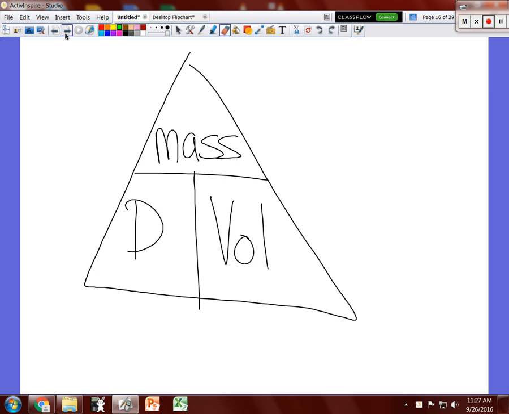Mass divided by density. Also, I could ask about water displacement. If I have a graduated cylinder with 10 milliliters of water in it, and I drop a rock in it, and it goes up to 14, what's the volume of the rock? 4. Not 14, but 4. Keep that in mind as well. And then obviously density is mass divided by volume.